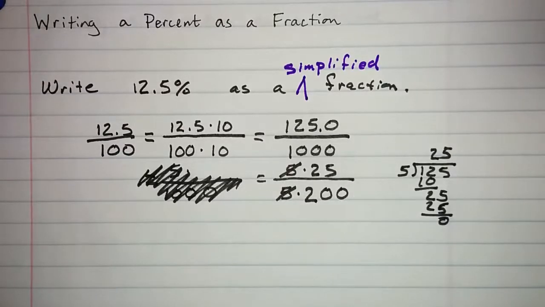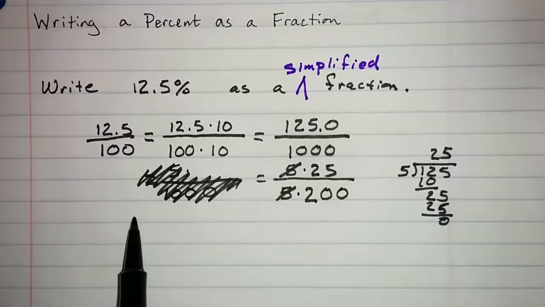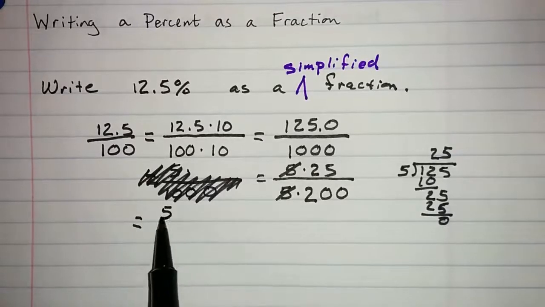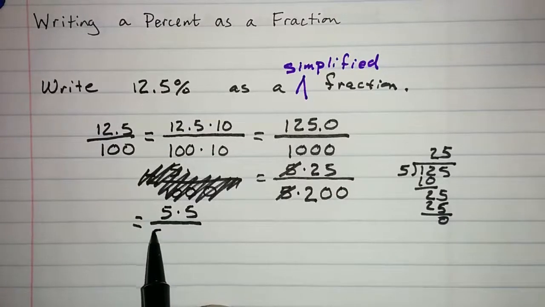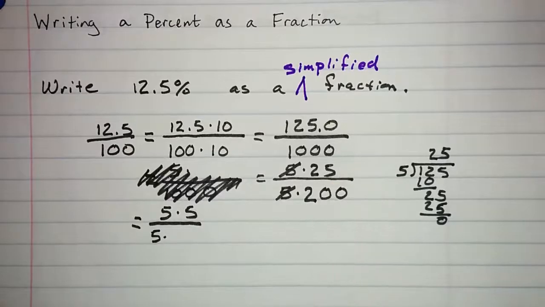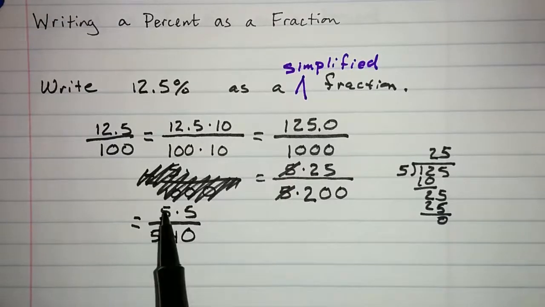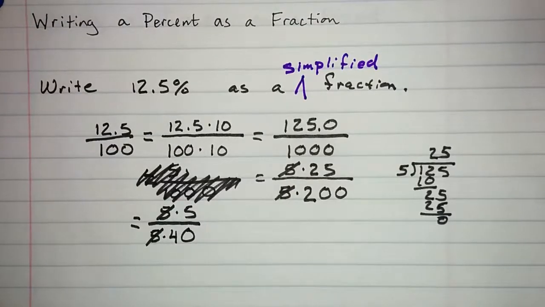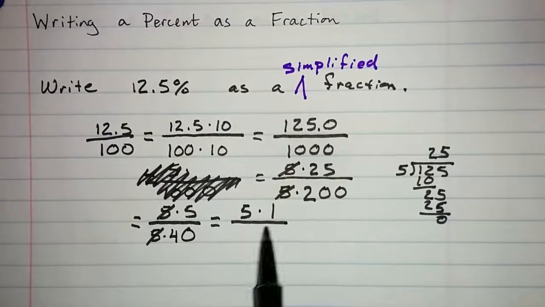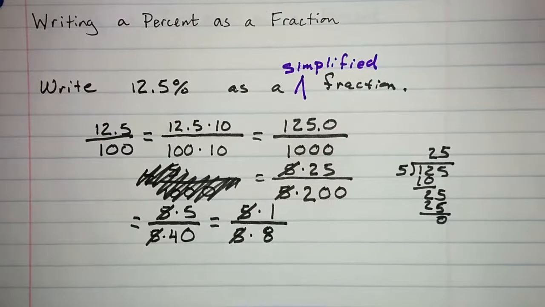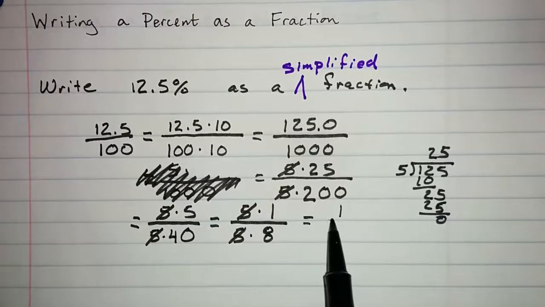25 and 200 still have a factor in common, don't they? They've still got a 5. So 25, that's 5 times 5. 200? Well, 20 is 5 times 4. So 20 with a 0 on the end is 5 times 40. Oh, but those still have a 5 in common, don't they? 5 is 5 times 1, and 40 is 5 times 8. We get 1/8.